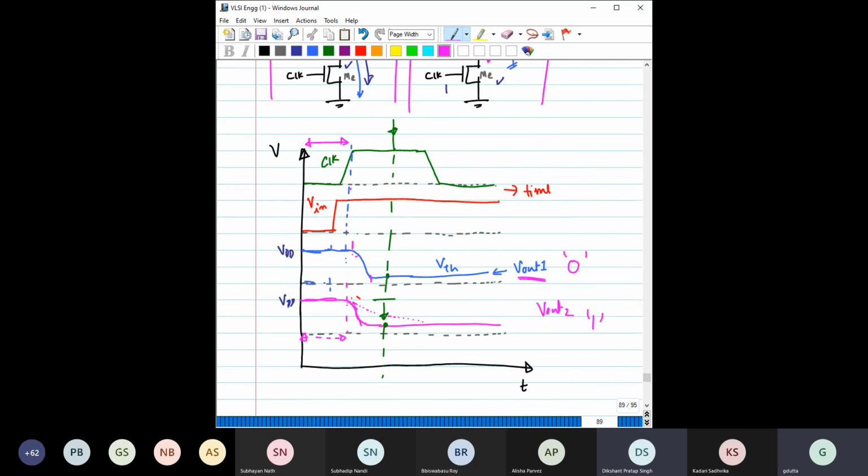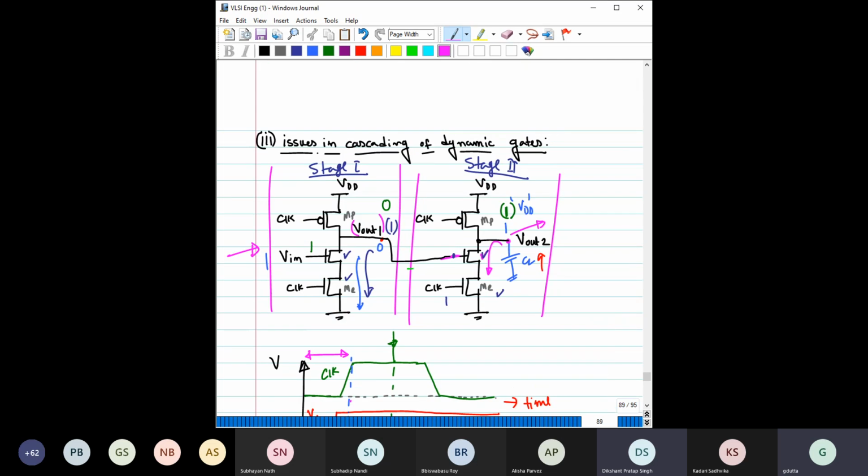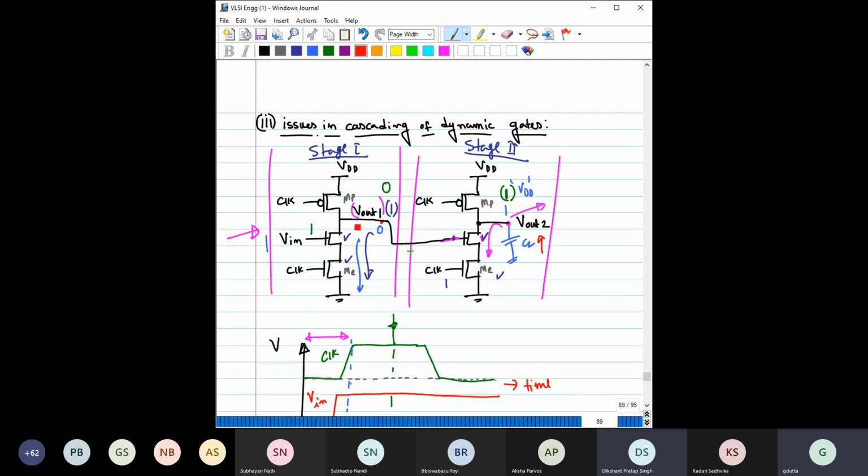So have you identified what the problem is? The problem here for dynamic logic is that during pre-charge, we are making all the outputs equal to 1, right? Then during the evaluation phase, this 1 will not go to 0 immediately. So this will cause undesired discharge from the second transistor, and this might cause problems for the next stage.